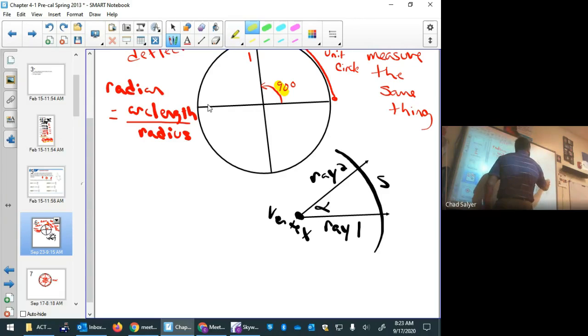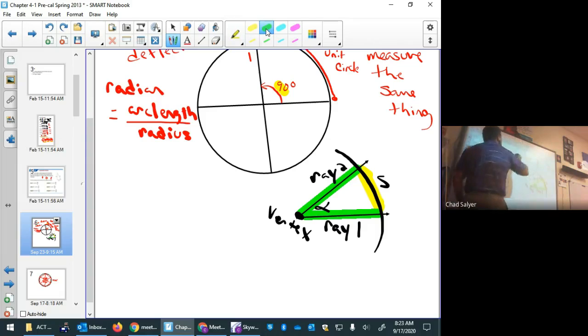And I'm talking about from there to there. It should snap to a line. That's not what I wanted it to do. But anyway, what I've highlighted is the arc length S. And then this would be the radius R. And so I could describe that angle alpha in terms of radians as S divided by R.